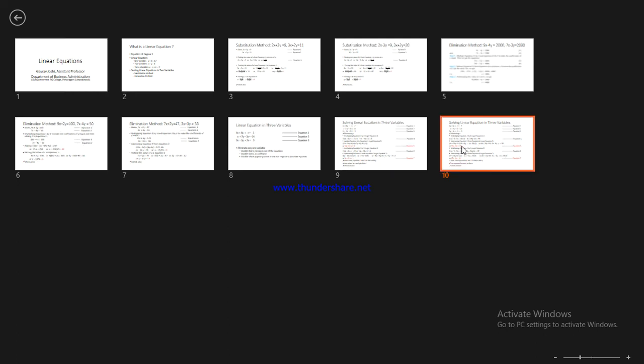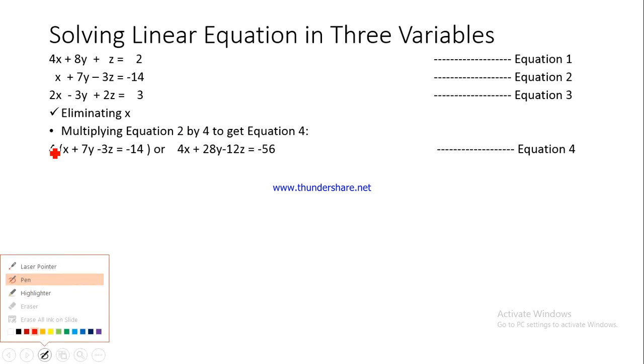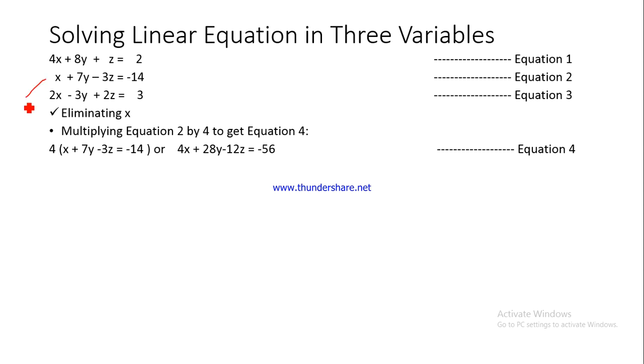Just a moment, there is some problem here. So we are basically doing what? We are basically multiplying this particular equation by 4, and we are doing it on both the sides of the equal sign. So this basically becomes 4x plus 28y minus 12z is equal to minus 50. So we have performed the same operation on both the sides of the equal sign.